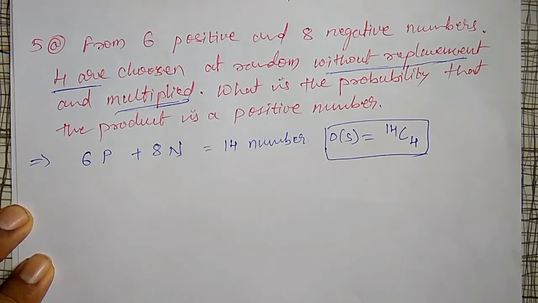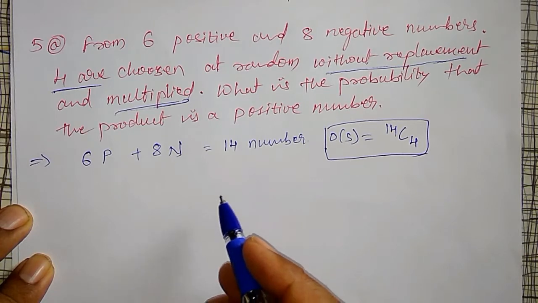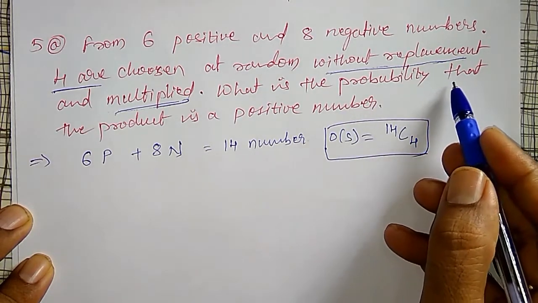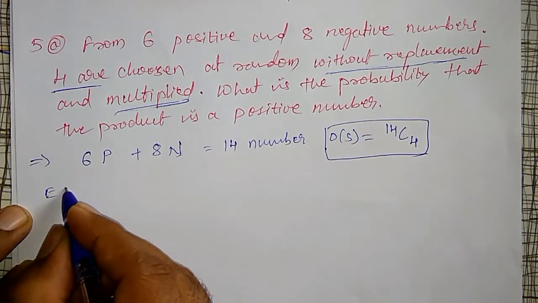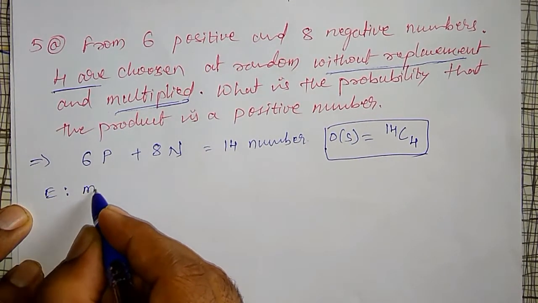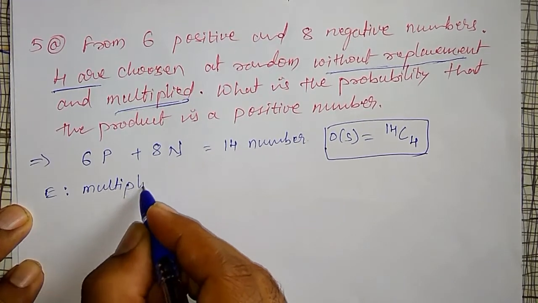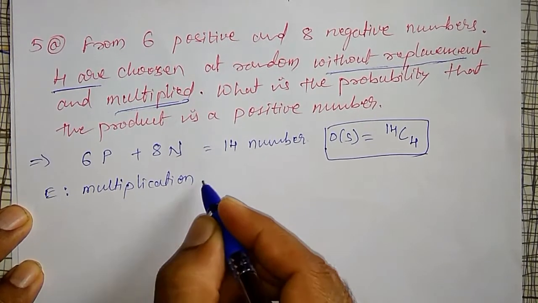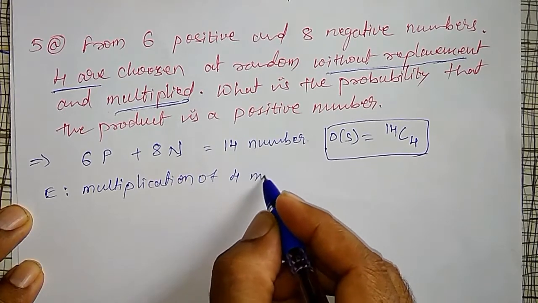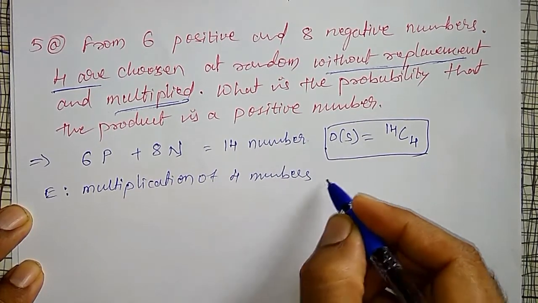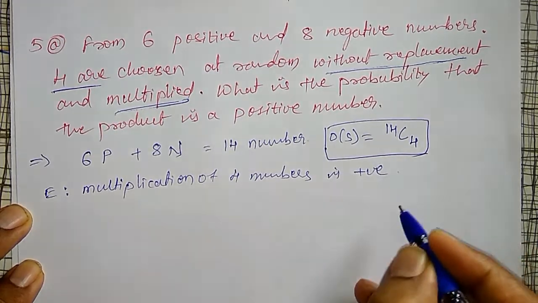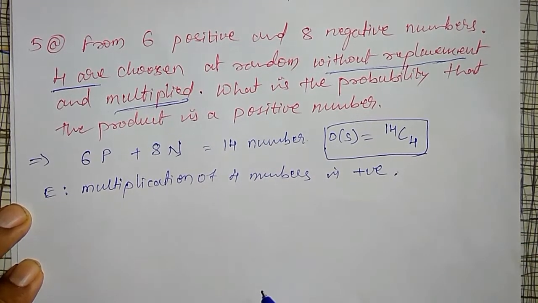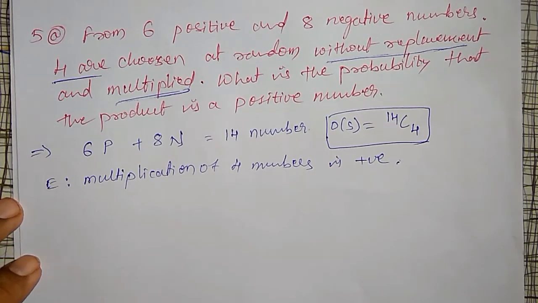But one condition is left, that is the event. What is my event here? Probability that the product is a positive number. Event is nothing but the multiplication of 4 numbers is positive. The product should be positive. I have to select the event. Then what are the possible cases? How can I combine them?